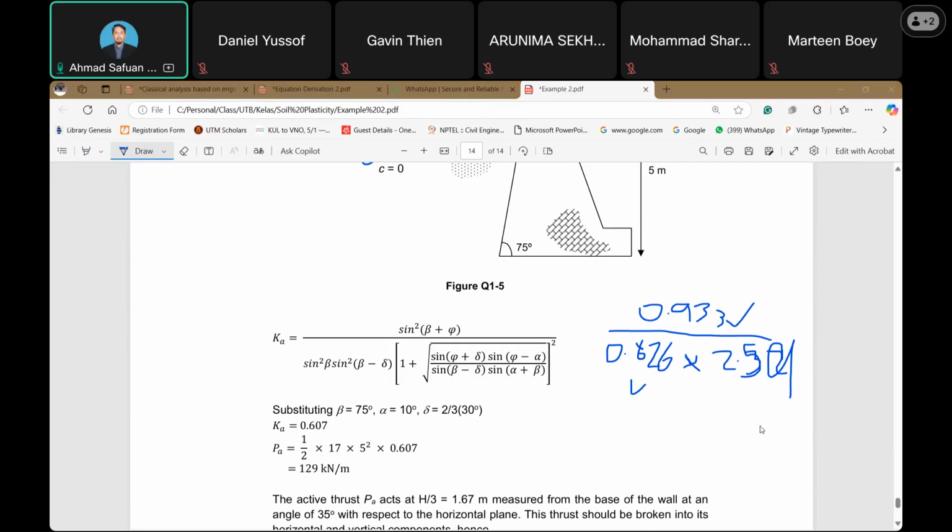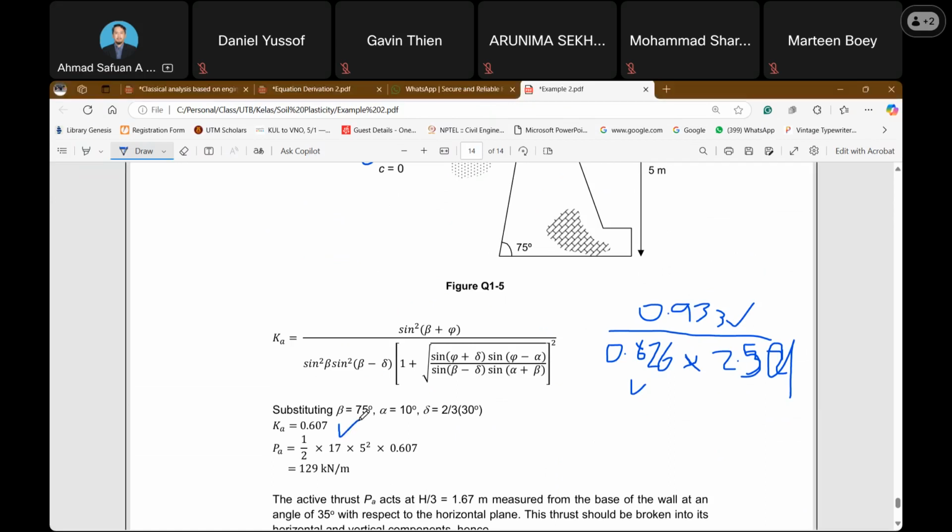You obtain 1.56. Then 2.45. Okay, 2.45. So I obtain 2.59. Okay, then you obtain 0.607. Okay, let me check again for the last one, for the 2.95.